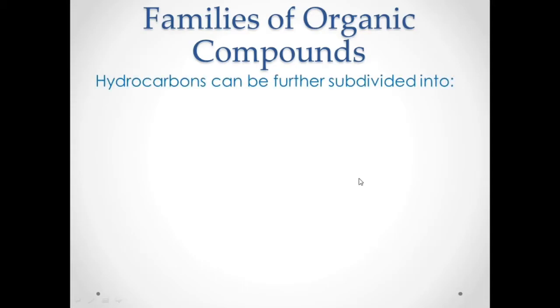Hydrocarbons can be further subdivided into aliphatic hydrocarbons, which are alkanes, alkenes, and alkynes. Okay, these are called aliphatic hydrocarbons. We have alkanes, alkenes, and alkynes. So we will learn more about what all of these aliphatic hydrocarbons are.